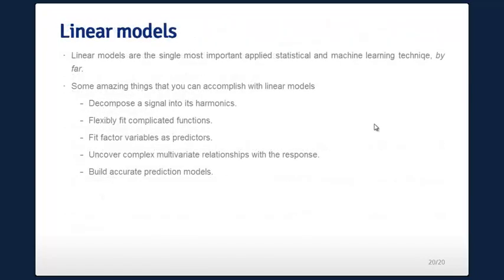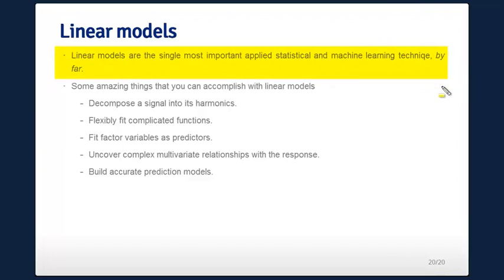So let me just sum up linear models, because I think linear models are very important. In fact, I think linear models are so important that I would call them the most important applied statistical and machine learning technique by far. Nothing else even comes close. And I'll just name off the top of my head, when I was writing these slides, some of the amazing things you can accomplish with linear models.